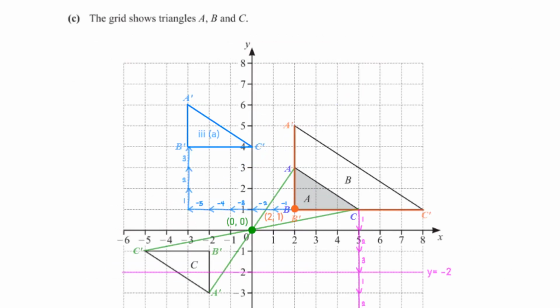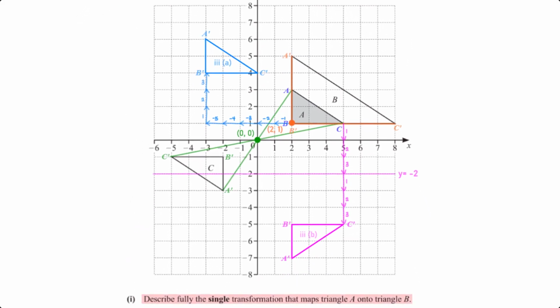The grid shows triangles A, B, and C. Describe fully the single transformation that maps triangle A onto triangle B. When we look at both triangles A and B, we can tell straight away that this is an enlargement by a scale factor of 2 because each of the sides of the image, which is triangle B, is twice its corresponding side in triangle A. This is a positive scale factor because triangle B has the same orientation as triangle A.